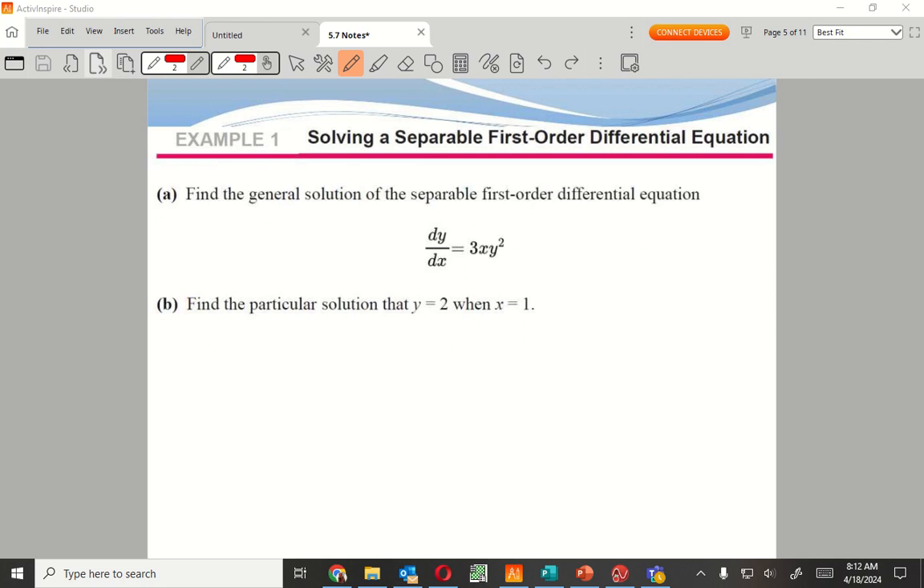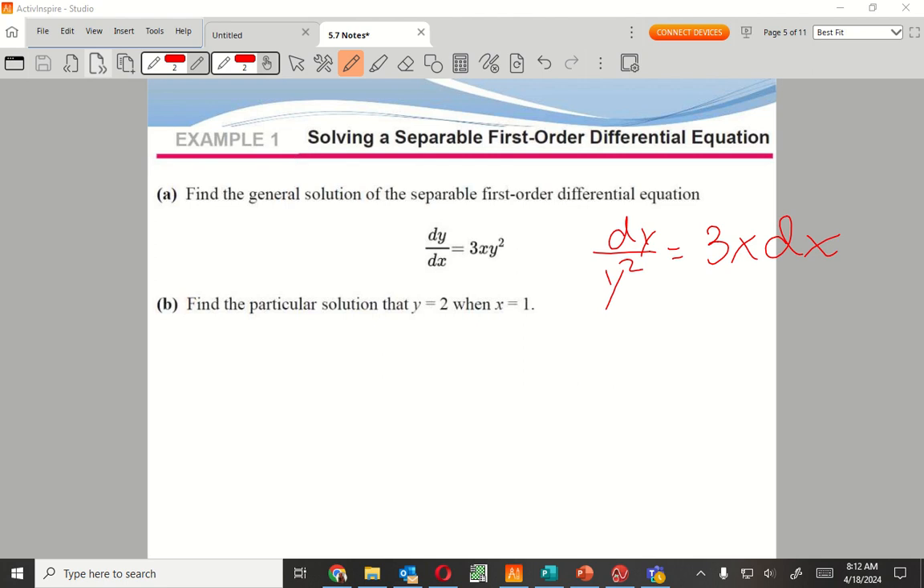All right, so now, let's see. Elizabeth, what'd you get? dy over y squared is equal to? Very good, 3x dx. Perfect. Okay, separation of variables. That is on my left-hand side. Okay. So find the general solution for this one.